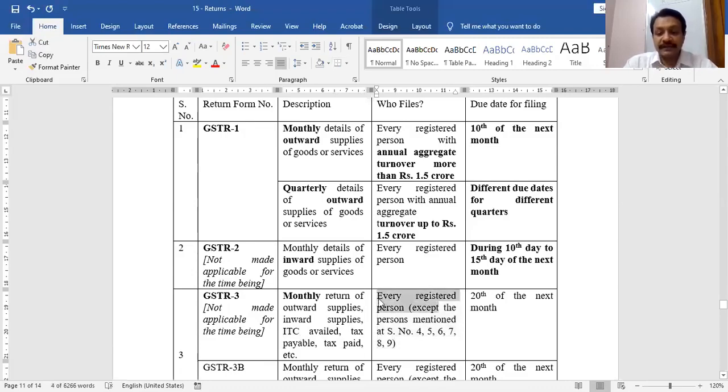Every registered person, except, we have some exceptions. Exceptions are mentioned at serial numbers 4, 5, 6, 7, 8, 9. Gradually we will learn to know. Right now we are at serial number 3, and this form is applicable to all the people except those at serial numbers 4, 5, 6, 7, 8. I will show you these people. These are special people. The due date is 20th of next month.